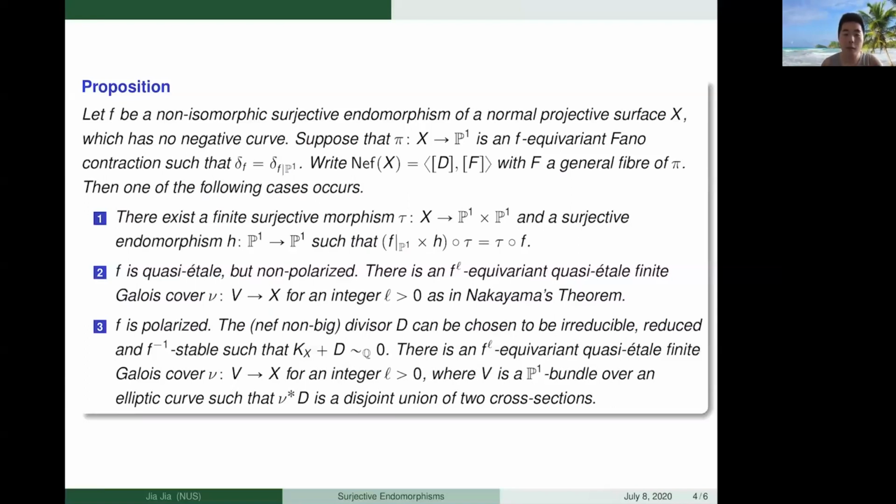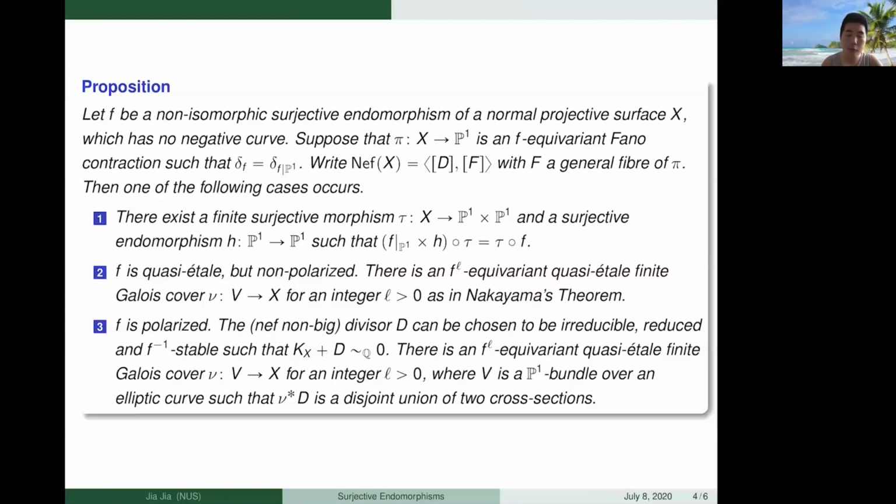Either there is an equivariant finite surjective endomorphism from X to P1 cross P1, and the descending endomorphism on this P1 cross P1 is splitting. The other case is F is quasi-étale but not polarized.